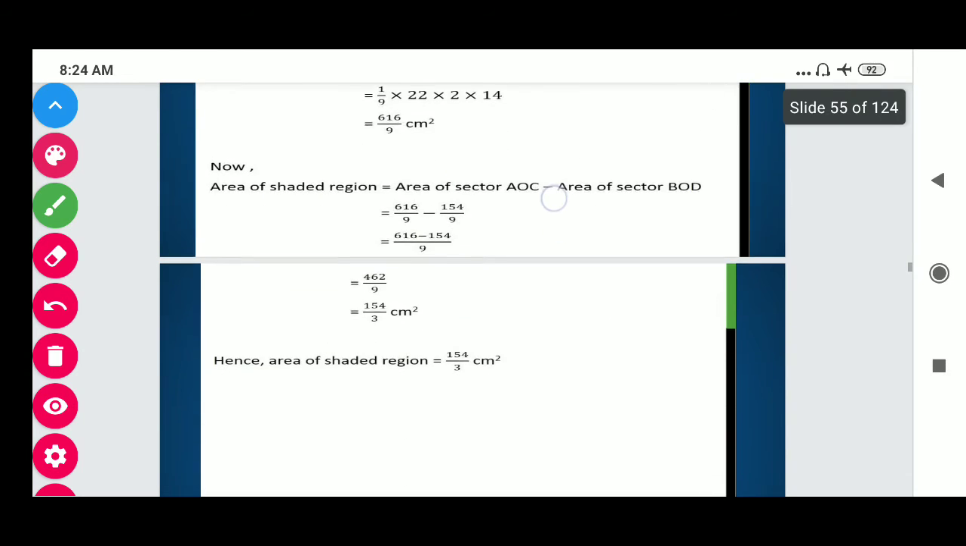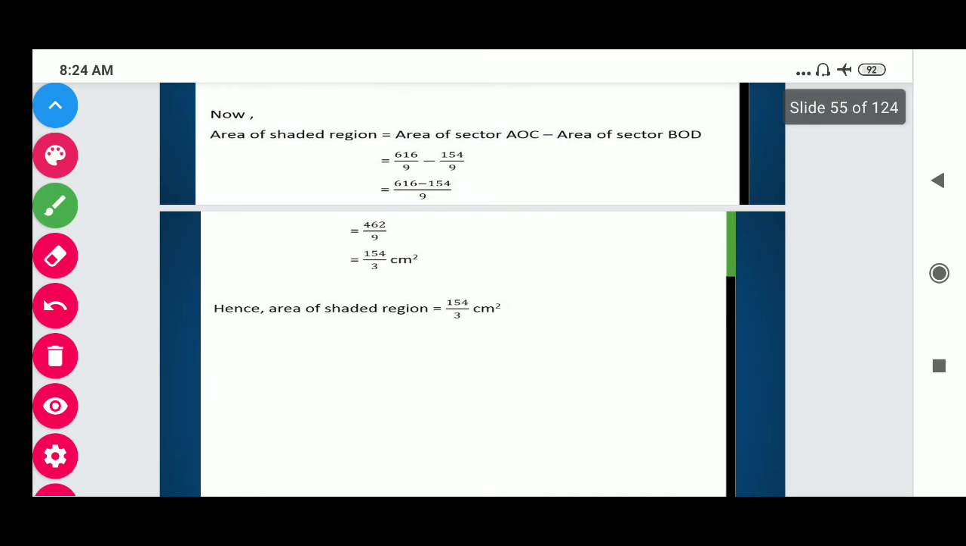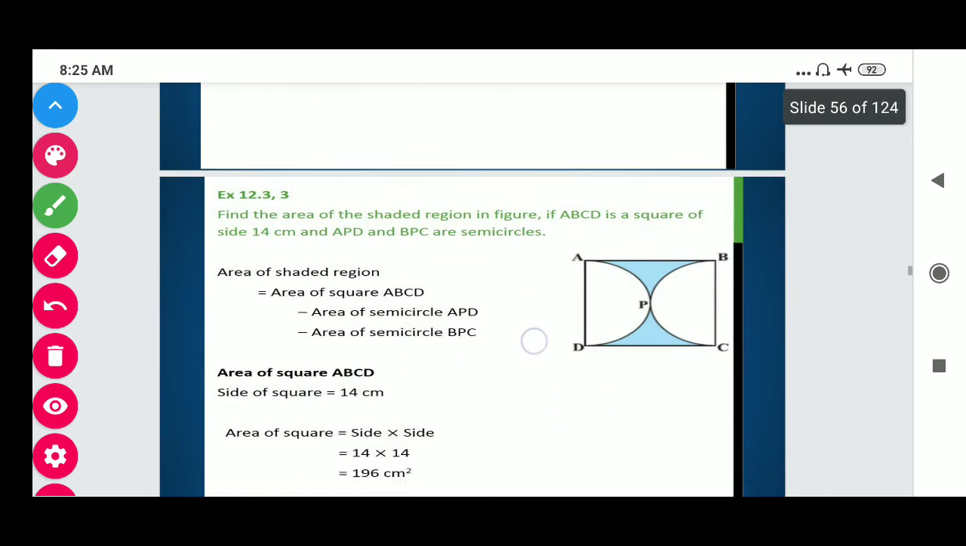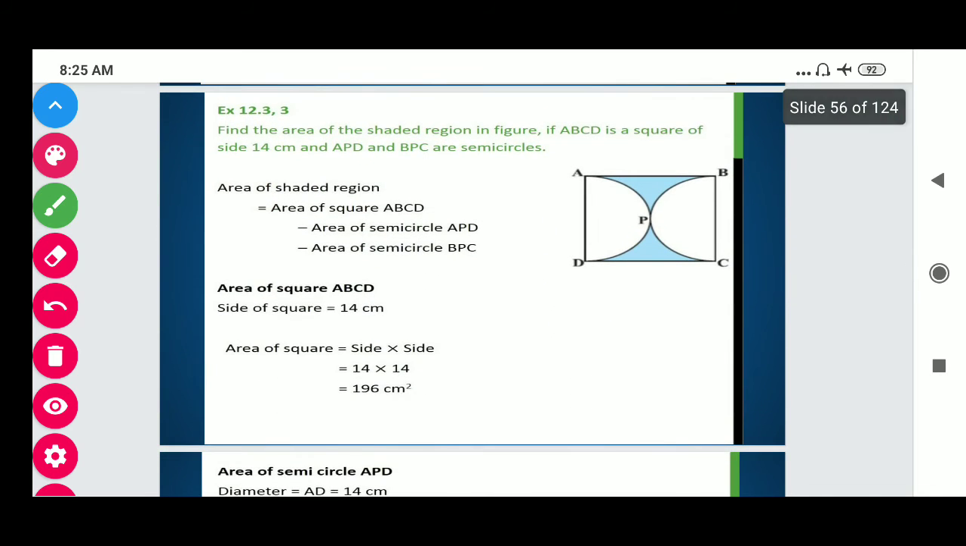So the area of the shaded region is equal to the area of sector AOC minus the area of sector BOD. Now taking the LCM, we get 154 over 3 square centimeter after simplifying. So students, this is your required result. Next we have question number 3.